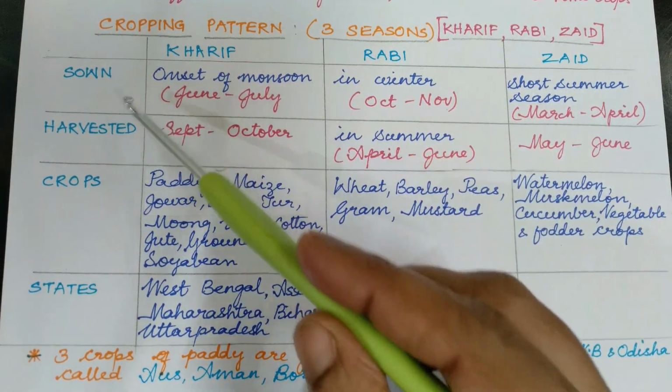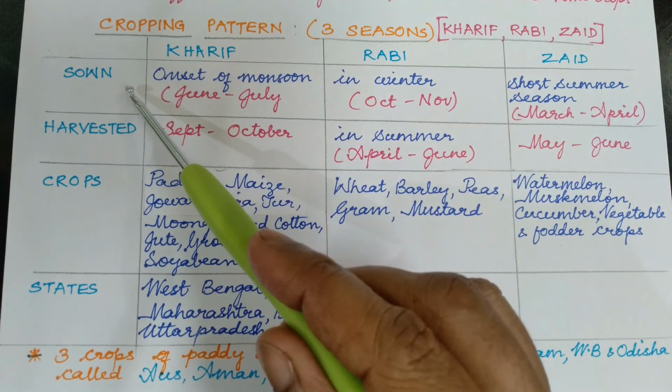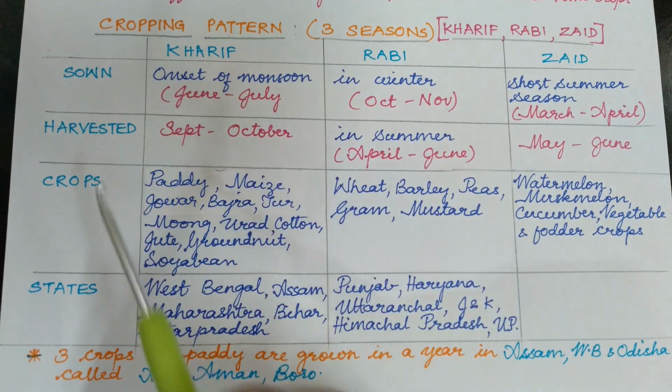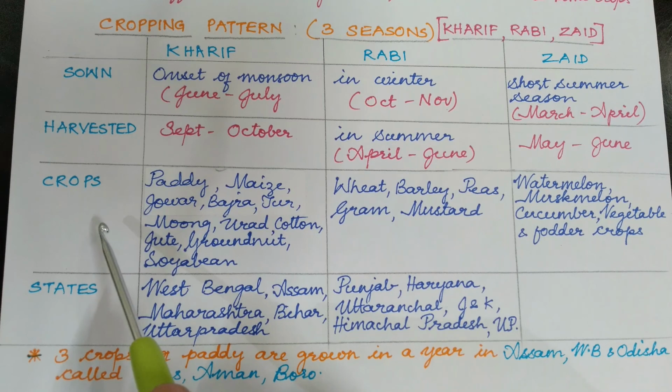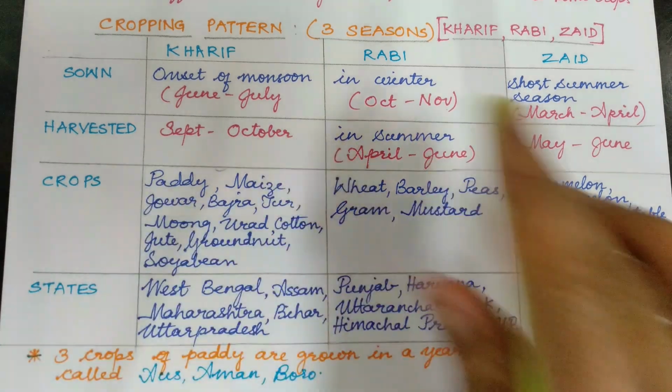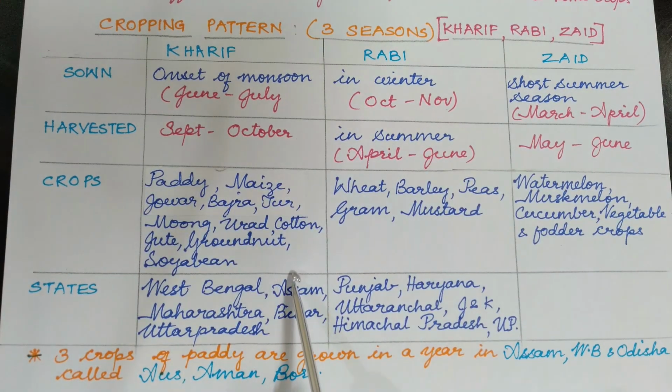And when a type of crop is sown, in which season it is sown, when it is harvested, what are the different crops that are raised in different seasons, and in which states we have these. At one glance, you can look at this and try to understand. This will be very helpful for you to memorize.